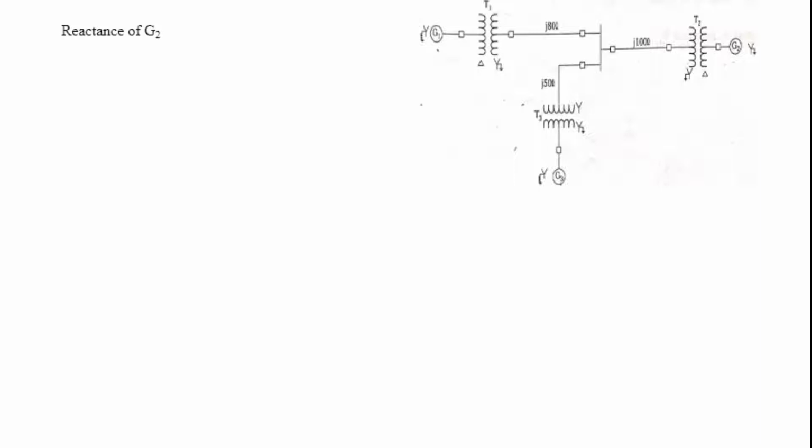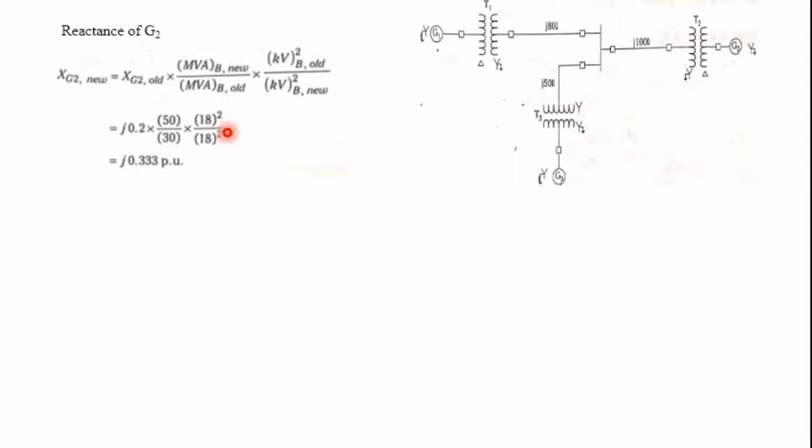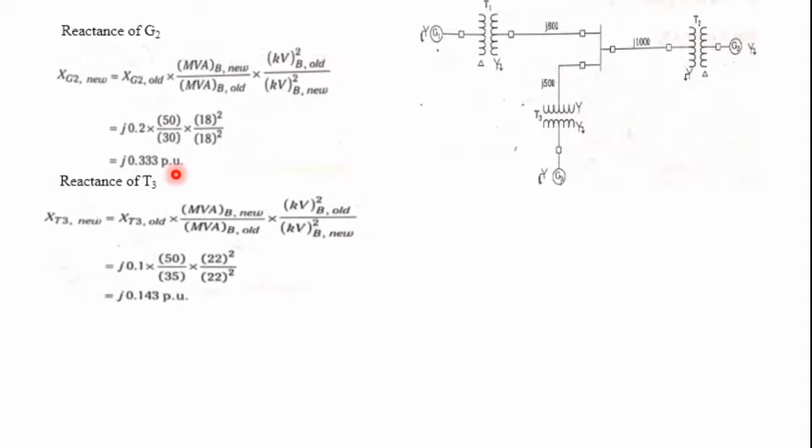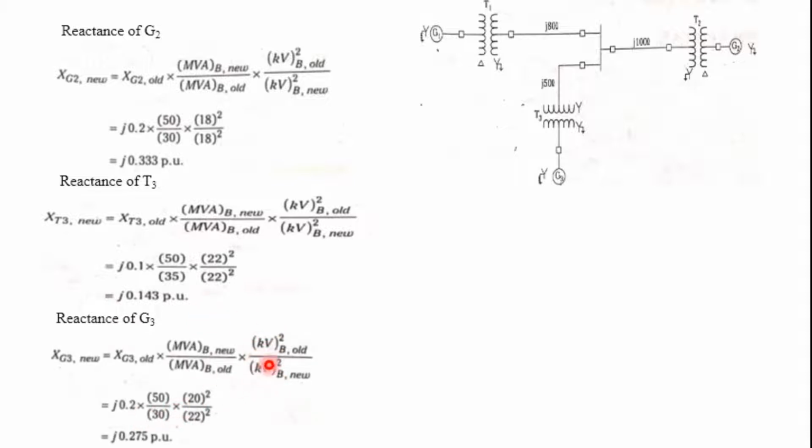Okay, similarly for generator G2, here 50 MVA divided by 30, there is no change in the voltage, so 18 by 18, 0.333. Similarly for the transformer T3, what we are considering is either you can consider the ST side or the IT side. So 50 by 35 into 0.1 into 22 square by 22 square, 0.143. For the G3, here the value of the voltage changes. It is 0.2 into 50 by 30 into 20 square divided by 22 square. So we get 0.275.